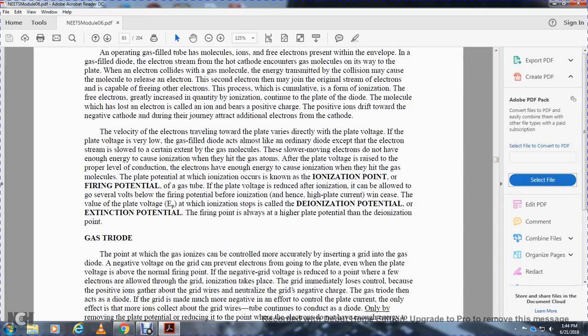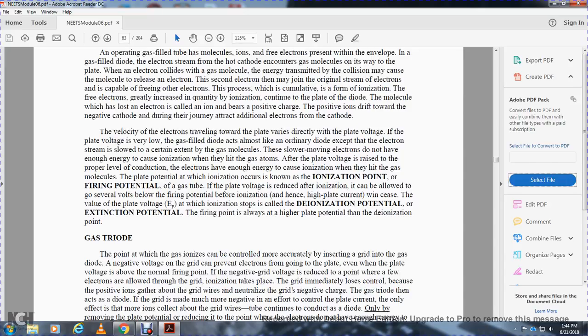The velocity of the electron traveling toward the plate varies directly with the plate voltage. If the plate voltage is very low in the gas-filled diode, the diode acts almost like an ordinary diode, except for the electron stream that slowly extends through the gas molecules. A slower moving electron does not have enough energy to cause ionization when it hits the gas atoms. When the plate voltage is raised to the proper level, the electrons have enough energy to cause ionization when they hit the gas molecules.